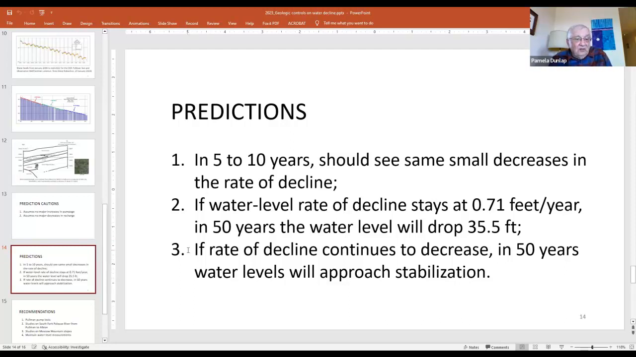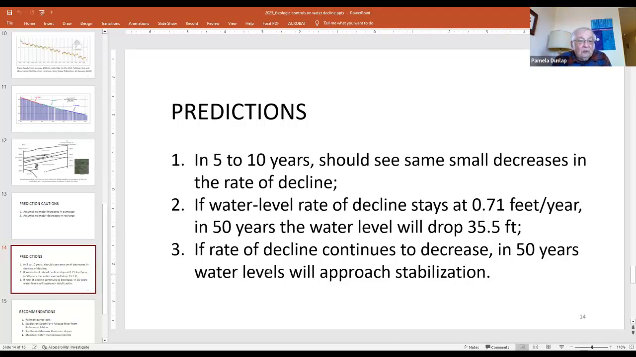Now, third, if the rate of decline continues to decrease as it is now, as we've shown on the Pullman well number 3, then nearing 50 years from now the water levels are going to approach stabilization. In other words, you're going to continue on with these small decreases, and at some point the water level is going to approach where it's only dropping an inch or two a year, or maybe even stabilize. If it stabilizes at that point, we'll be able to predict very closely the amount of recharge into the area.